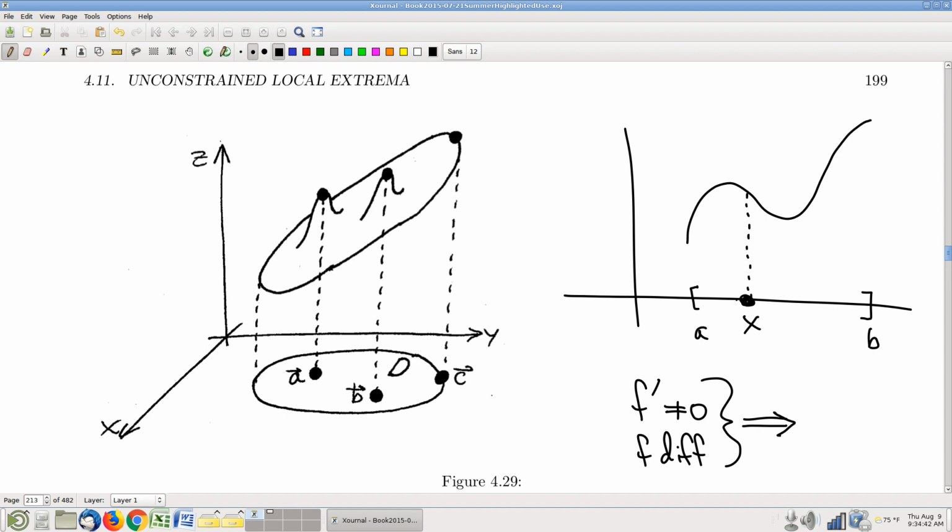Let me draw that better. Uh-oh. I didn't mean to do that. Sorry.